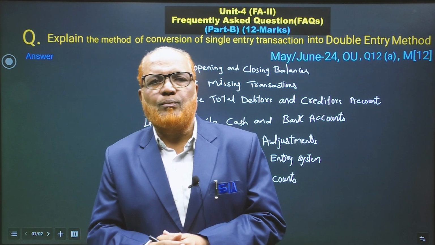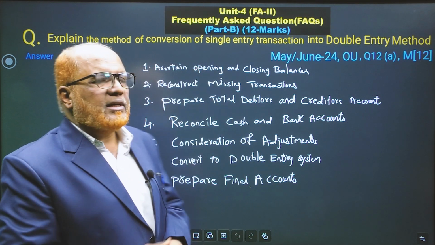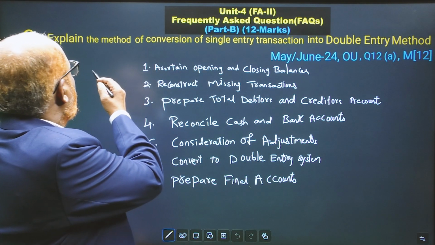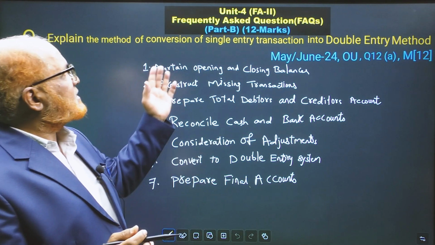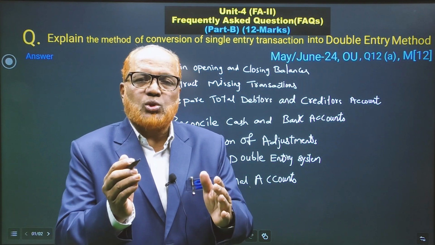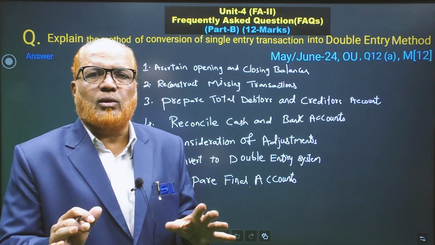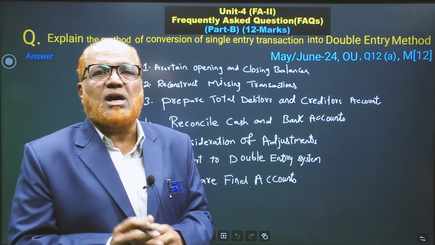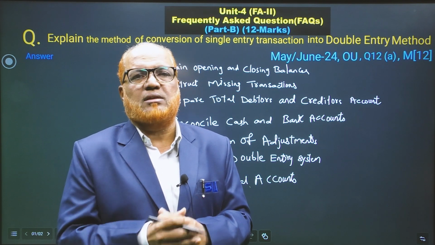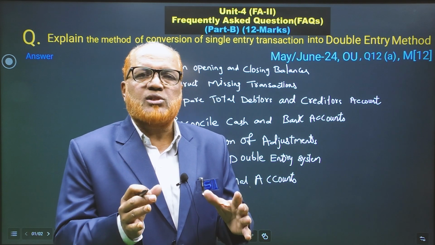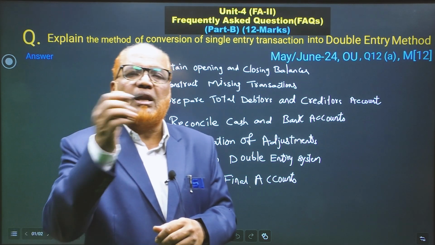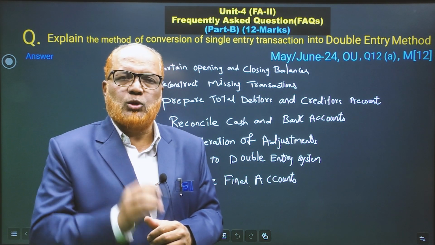In the recent examination, that is in June 2024, they have asked a theory question. The theory question was, explain the method of conversion of single entry transaction into double entry method. This was the question asked in June 2024, only theory. But along with this theory question, one problem was asked. So the student should be in a position to attempt the theory if it is asked in examination. So right now, I am going to explain the procedure, the answer for this question of how to convert the single entry into double entry.